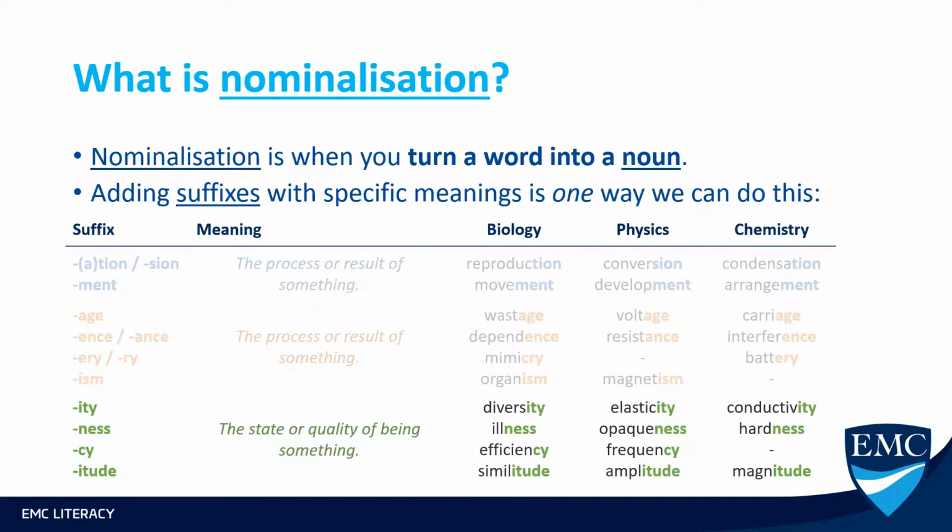And lastly, we have the suffixes -ity, -ness, -ce, and -itude, which all mean the state or quality of being something. So in chemistry, conductivity is the state of being able to conduct electricity. Hardness is the quality of being hard and being able to resist pressure. Magnitude describes the size of something.